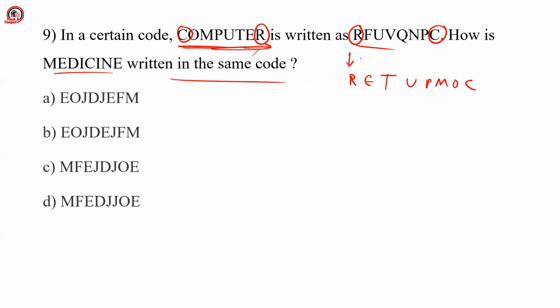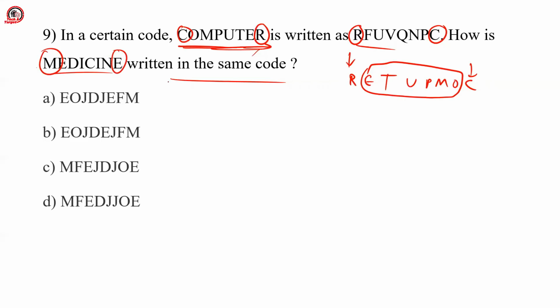RET UPMOC. So these letters are the same, but there is something going wrong with this, right? For E you have F, for T you have U, for U you have V, for P you have Q, for M you have N, and for O you have P. And in the same way, what will be happening here?